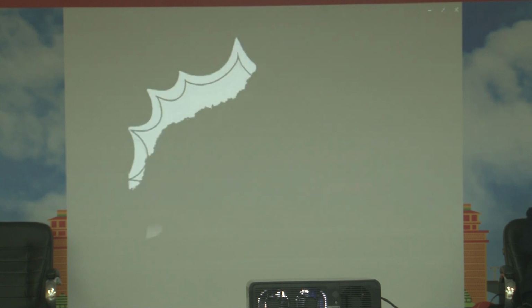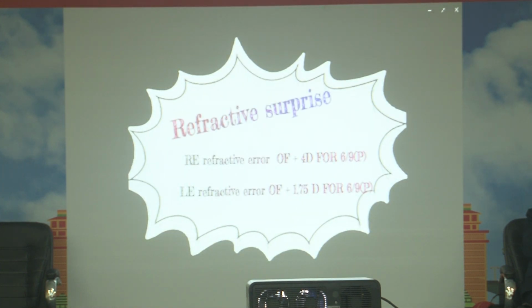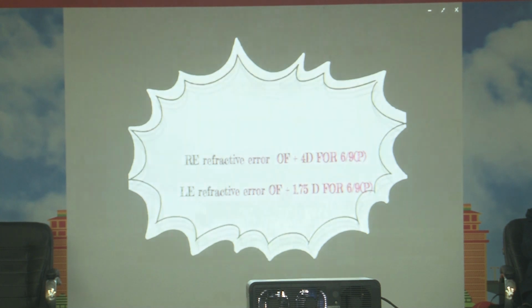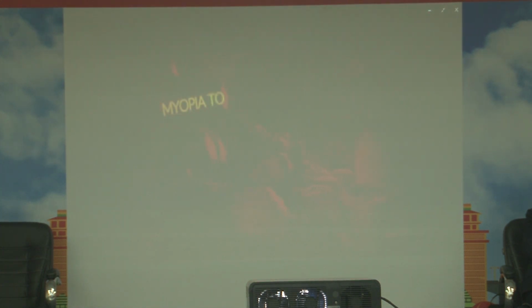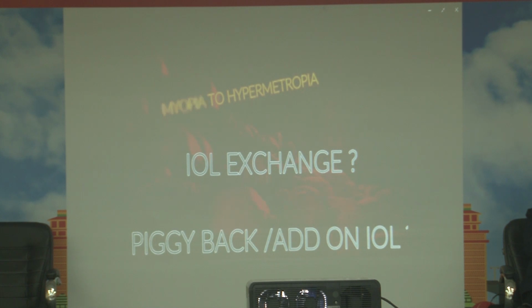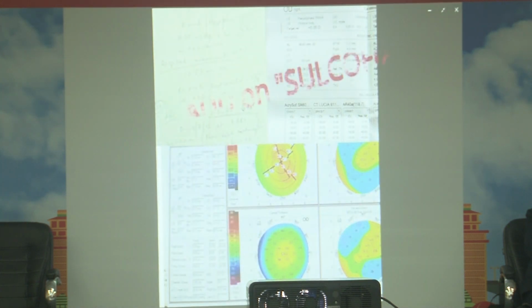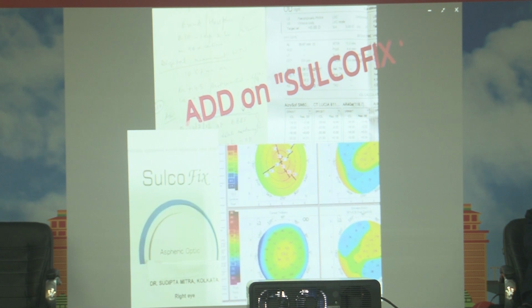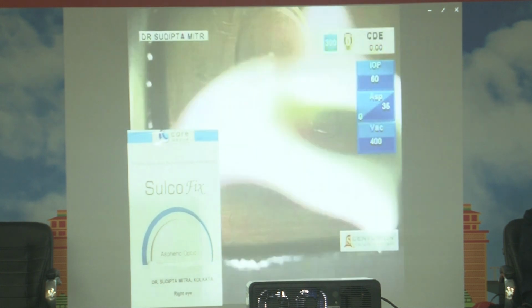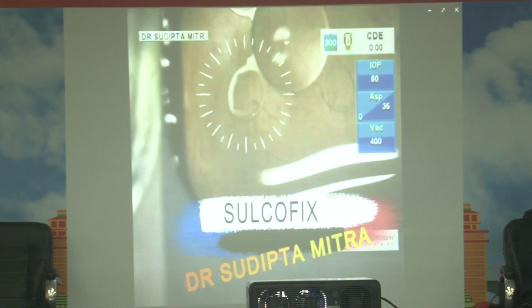And you have huge refractive surprises. This was a hyperopic surprise. So here in this case, the patient was very highly myopic. So we did not want this patient to end up in hypermetropia, and I had a choice of IOL exchange or piggyback. Piggyback IOLs are not easily available, neither are these sulcus IOLs.